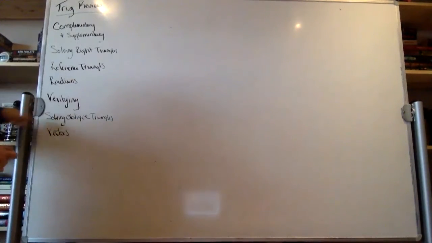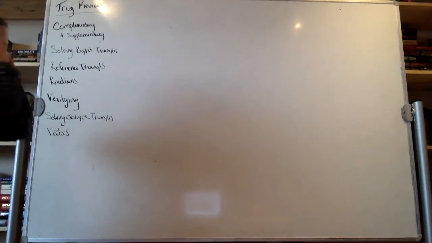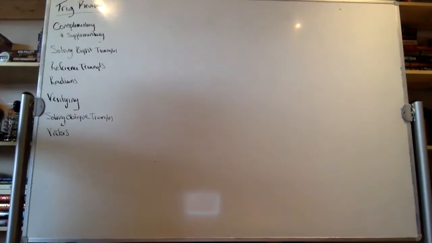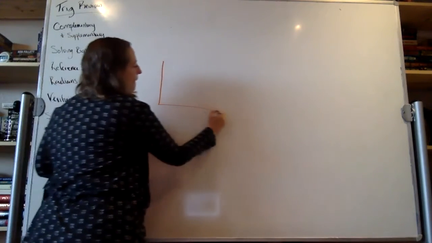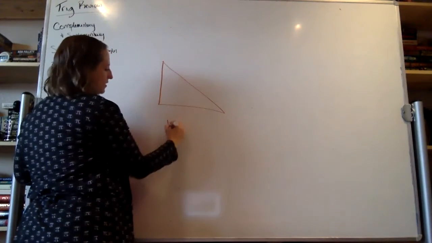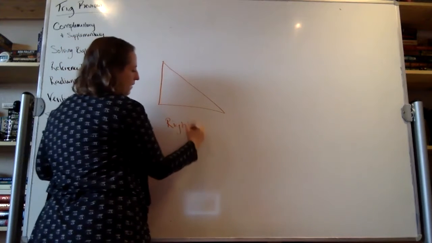The two use different techniques. So let's first talk about the two techniques we use when we're solving right triangles versus solving oblique triangles. So here is a right triangle. How do I know it's a right triangle?